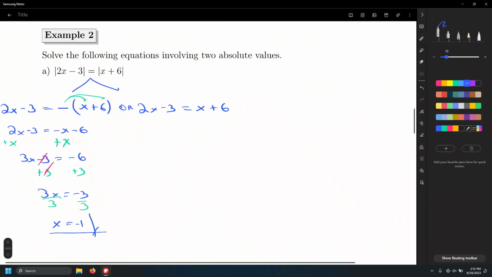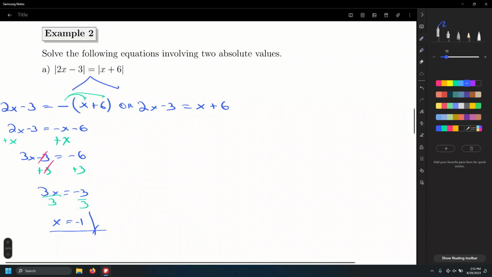So that's one solution. Now we need to solve the second equation, because this is going to give rise to two separate equations. In this case, let's subtract x from both sides. That leaves us with 2x minus x, which is x minus 3 equals 6. Then add the 3 to both sides. That's a shorter equation: x equals 9, right? So in this case, again, two solutions.